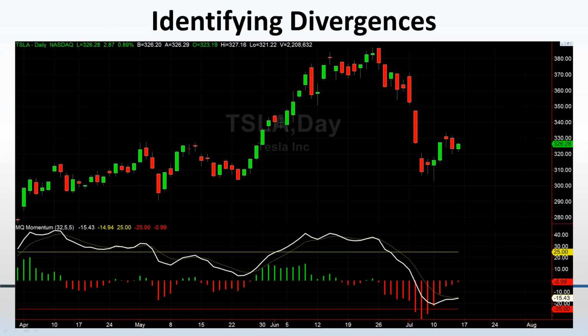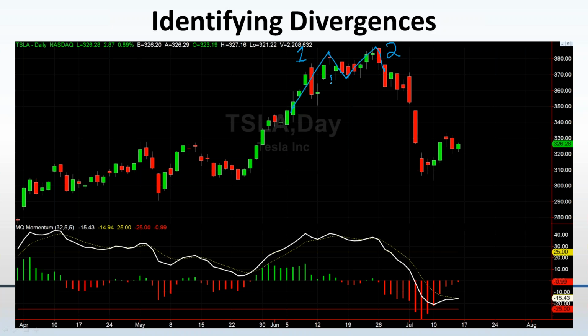So what does a divergence look like? Well, this is Tesla, a daily chart over the past couple of weeks here. What are we looking at when we're looking at divergence? You look at 2 pivot highs. So here's pivot high number 1 on price. Here's pivot high number 2. Everybody see that? Number 1's right here. Number 2 is right here.